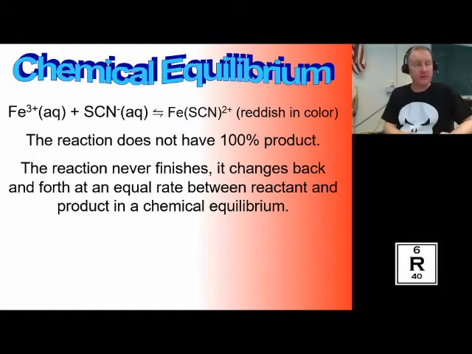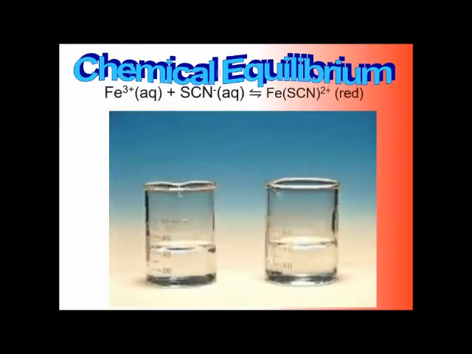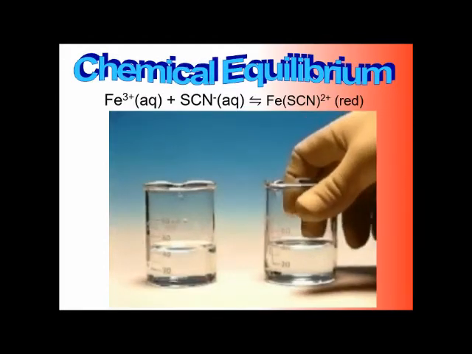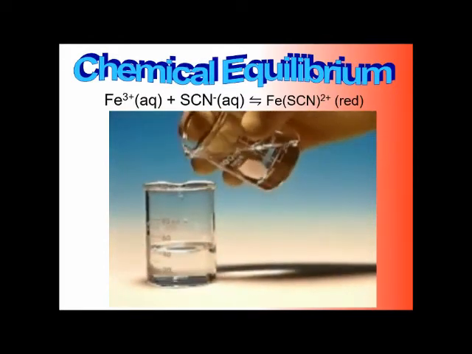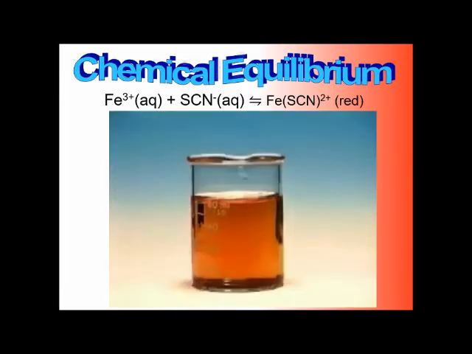So I've got a few videos that illustrate this quite well. So let's first take a look at what this reaction really looks like. When a solution of iron(III) nitrate is added to a solution of sodium thiocyanate, the red-orange iron thiocyanate complex ion is formed. Although the reaction looks complete, substantial amounts of iron ion and thiocyanate ion remain unreacted in solution.